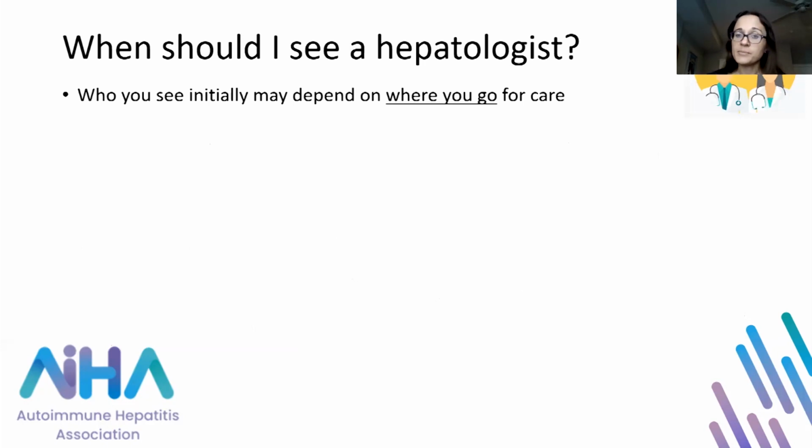So when should you see a hepatologist or a liver specialist? Well, who you see initially may actually depend on where you go for care. I practice at the University of Pennsylvania, which is a big academic center in Philadelphia. If you were to first seek care there because you have a liver abnormality, you would go to see a hepatologist right off the bat. But in the community, various practices may not have a hepatologist on staff. And so you may actually see a gastroenterologist first.